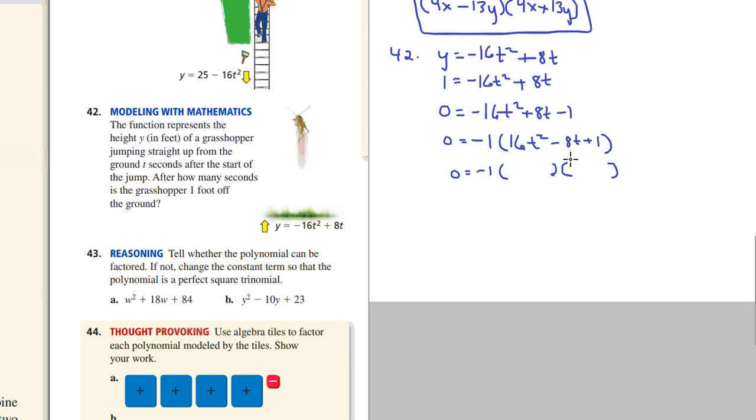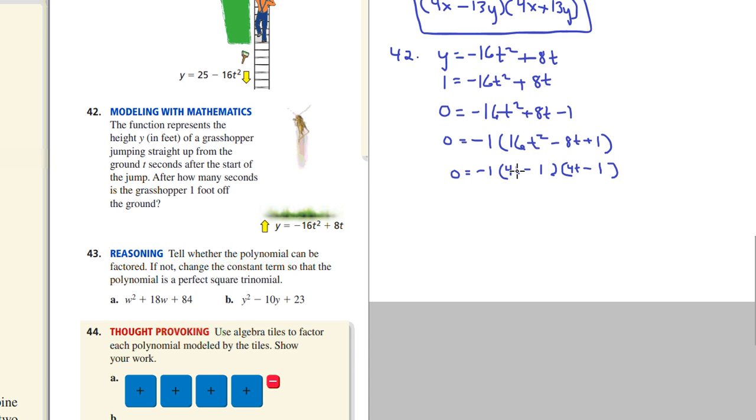So what times what gives you a 16t squared? Well, we have some options here. We could do 16t and 1t. We could try 4t and 4t. I'm going to go with 4t and 4t and see if I can get that factored form. The last two numbers here have to multiply to a positive 1, but I've got a negative in the middle, so I'm thinking I need a negative times a negative, which gives me a positive. And the only way to get a 1 is a 1 and a 1, so that's nice.